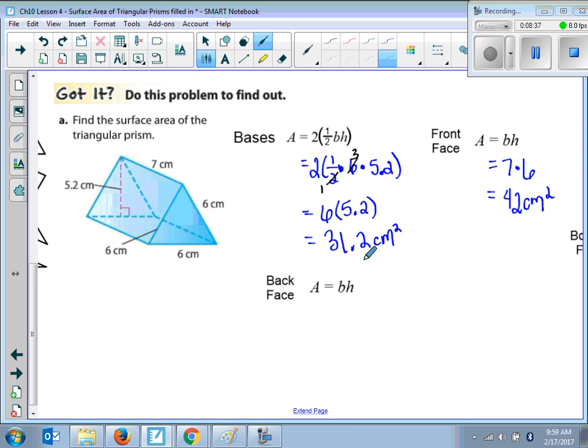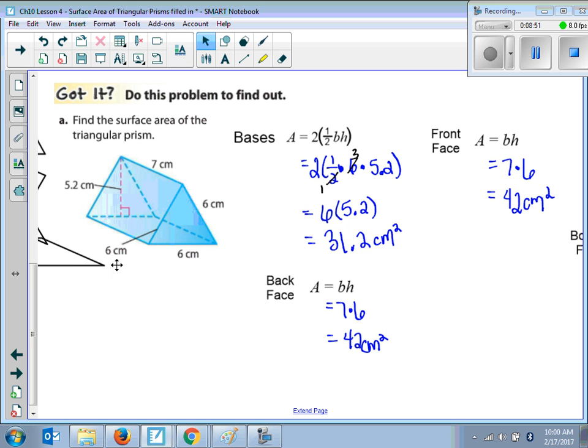Okay, let's put that away. And then substitute in what we know. So we have 7 times 6 again, which is equal to 42 centimeters squared. Good. And then finally, we have this bottom piece. Okay, you see that bottom piece? What shape is that? That is also a rectangle. So the bottom face is also base times height.